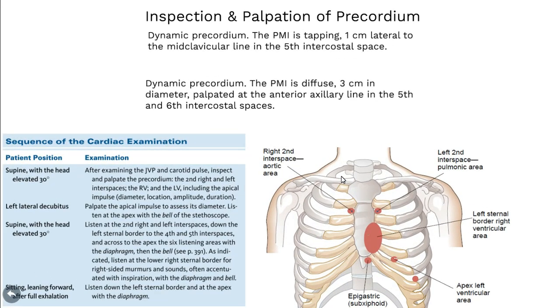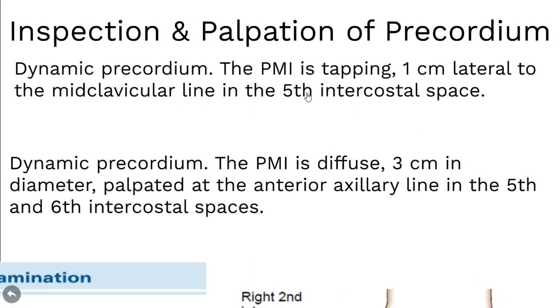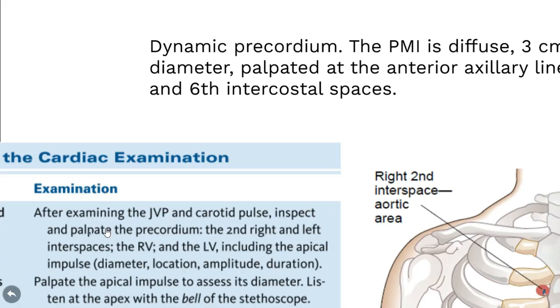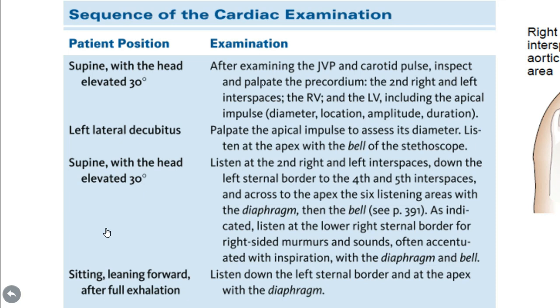Proceed with the inspection and palpation of the precordium. This is an example of findings. Normal precordium: the PMI is palpated 1 centimeter lateral to the midclavicular line in the fifth intercostal space, and that is the normal finding. In this one, the PMI is diffuse, 3 centimeters in diameter, palpated at the anterior axillary line, the 5th and 6th intercostal space. This is abnormal. So this is the sequence of the cardiac examination: supine with head elevated 30 degrees, left lateral, then supine with head elevated.